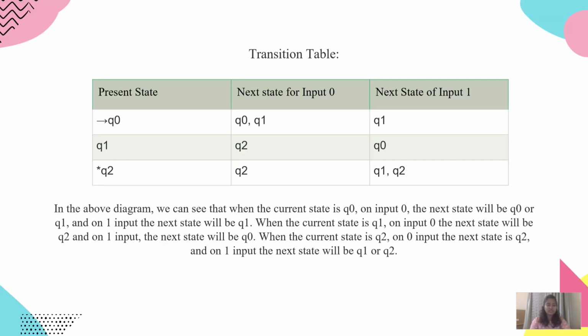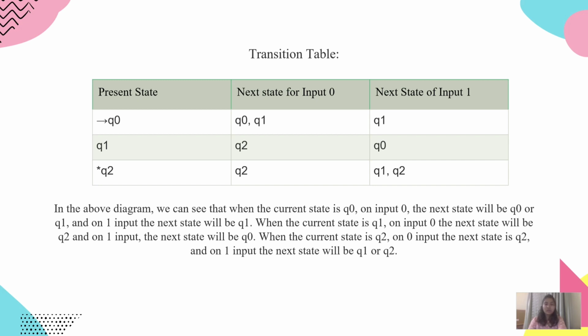Now, this is the transition table. Present state. See, Q0 is the initial state. That's why it has a symbol of arrow. And then, from Q0, input 0 can be traversed to Q0 and Q1. Similarly, from Q0, input 1 can have a next state of Q1.